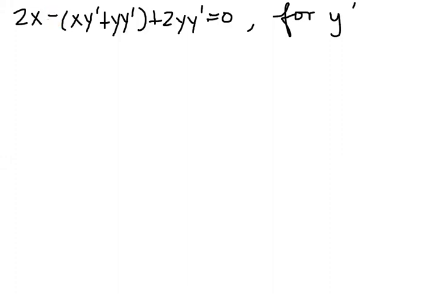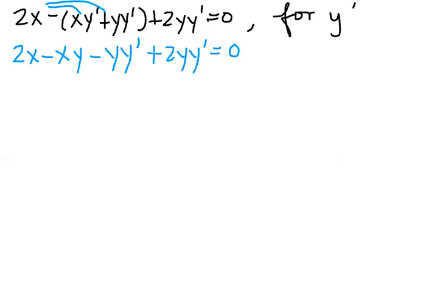So what that will look like once we do so is 2x minus xy minus y times y prime plus 2y times y prime equals 0. We do have two like terms. The y prime terms are the same. One has a coefficient of -1, the other has a coefficient of +2. So if we rewrite and combine those, you have 2x, subtract xy.